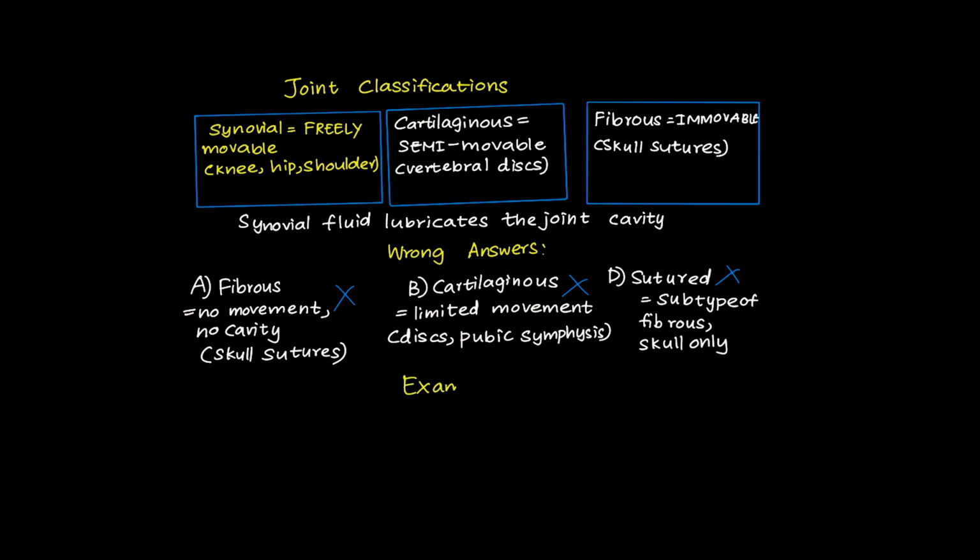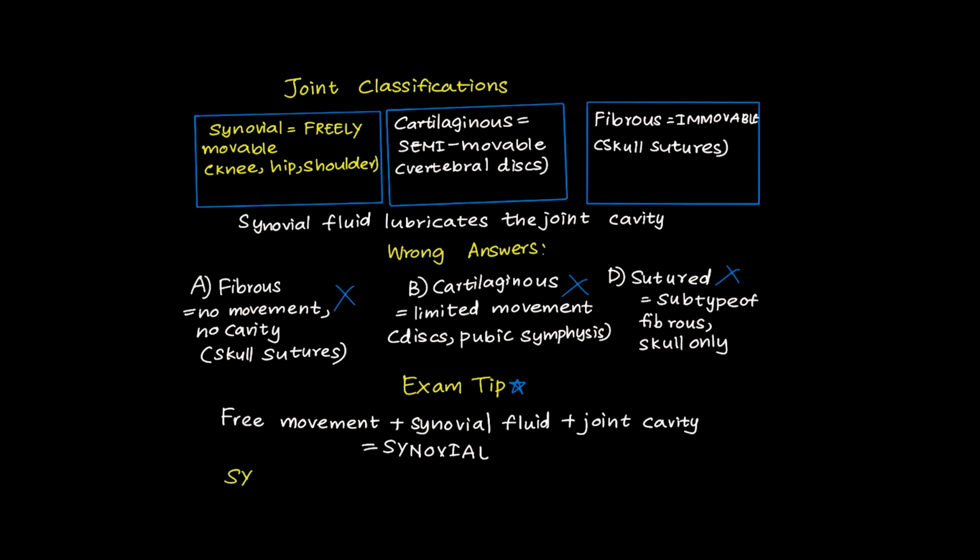Here's a WGU D443 OA exam tip for you. Freely movable plus synovial fluid plus joint cavity equals synovial joint. If it moves freely, it's synovial. Quick recall hook. Synovial equal sign synchronized movement. Fluid and free like a well-oiled machine.